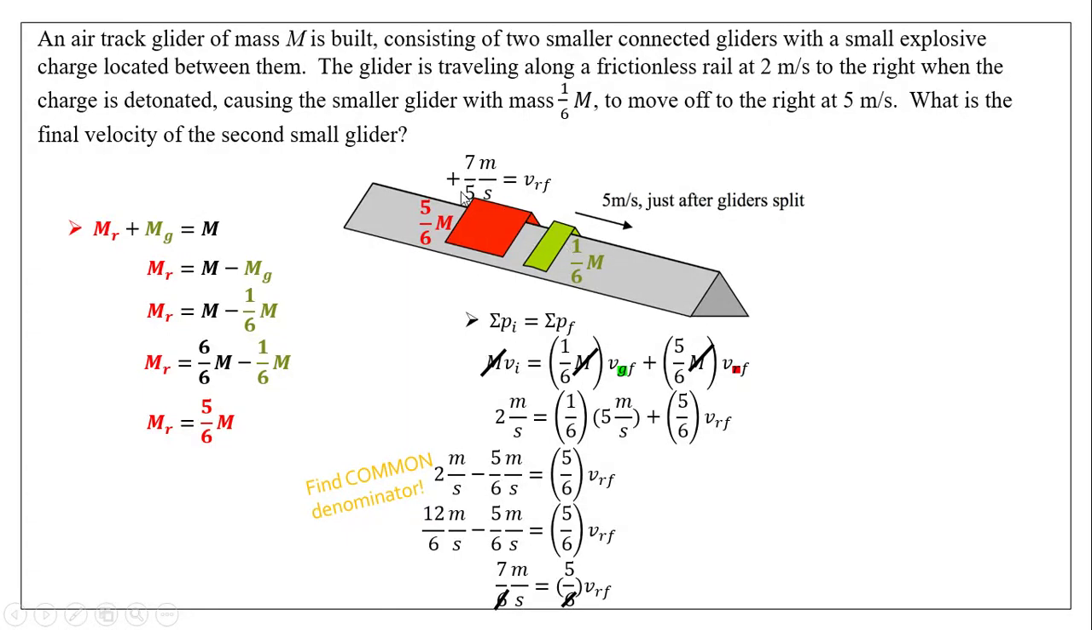And I've chosen to include the positive sign here because my calculation shows that after the detonation, the red glider actually moves to the right at a rate of 7/5 meters per second. You can reduce down to a decimal if you want, but I'm just going to keep it as a fraction, okay? The positive sign here, because it says final velocity, which is a vector, so I'm going to include that positive sign.